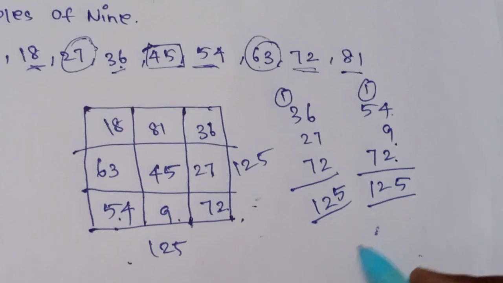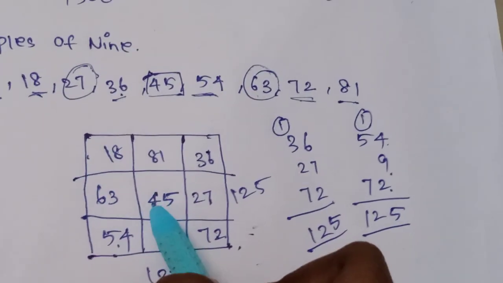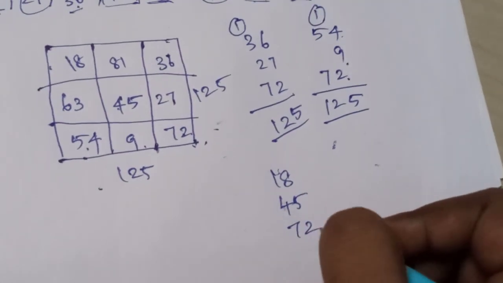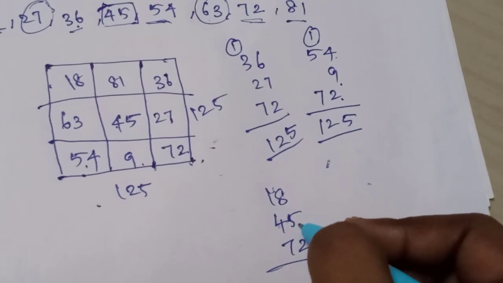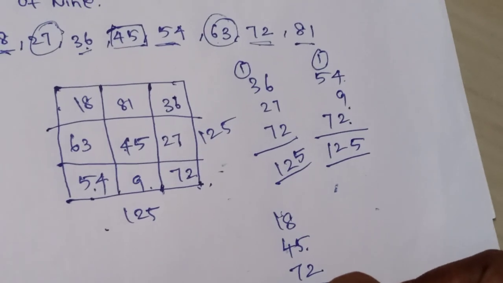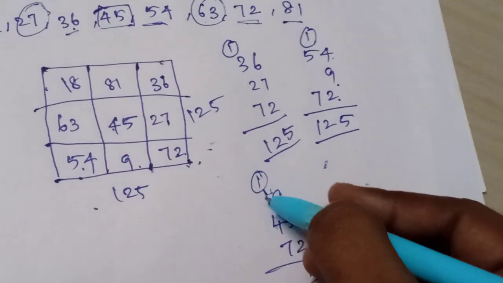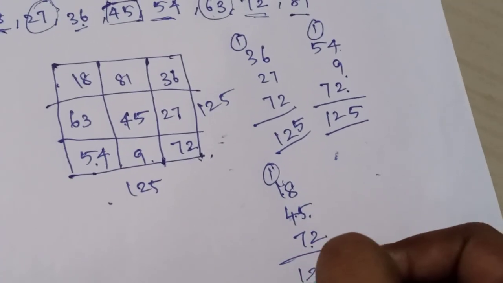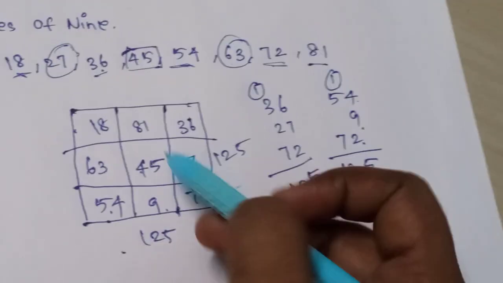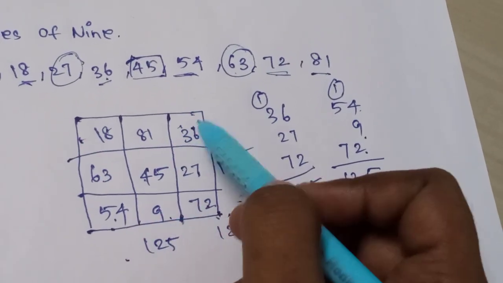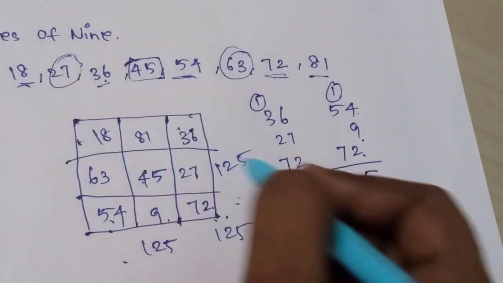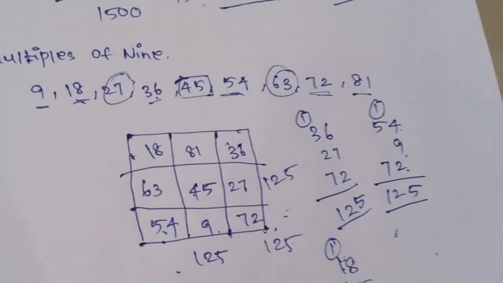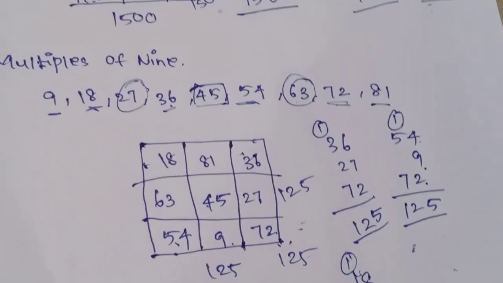Then we will add the diagonal and check. 18, 45, 72. So 8 plus 5, 13. 13 plus 2, 15. So write 5 here. Carry the 1 to the next place. 1 plus 1, 2. 2 plus 4, 6. 6 plus 7, 12. So 125. So if we add this row, this column or this diagonal, any three numbers, you get 125. So we have written the magic square for multiples of 9.